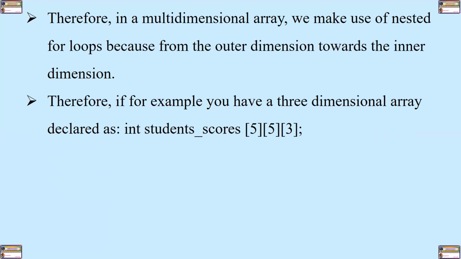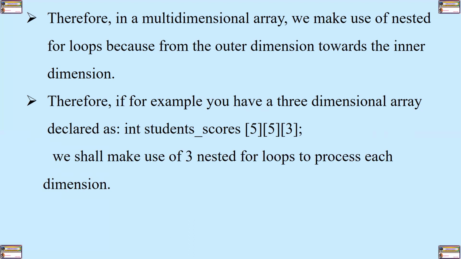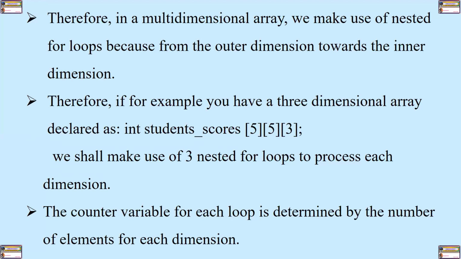And then we repeat the process for the 5 elements in the second dimension. And then we move on to the next dimension, and we process the 3 elements in the third dimension. Therefore, we are going to make use of 3 nested for loops, one for each dimension. The counter variable for each loop is determined by the number of elements in each dimension. For example, if you begin with the first dimension, you begin at index 0 and go up to index 4.